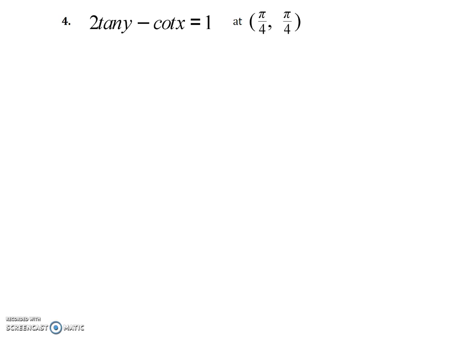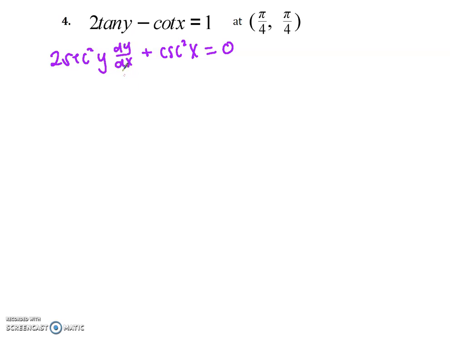Now let's look at a trig one. So we're going to go term by term. The derivative of tangent is secant squared. It had a y with it, and I took the derivative, so I put a dy dx. The derivative of cotangent is negative cosecant squared, so that means the sign is going to switch. And then the derivative of 1 is just 0.